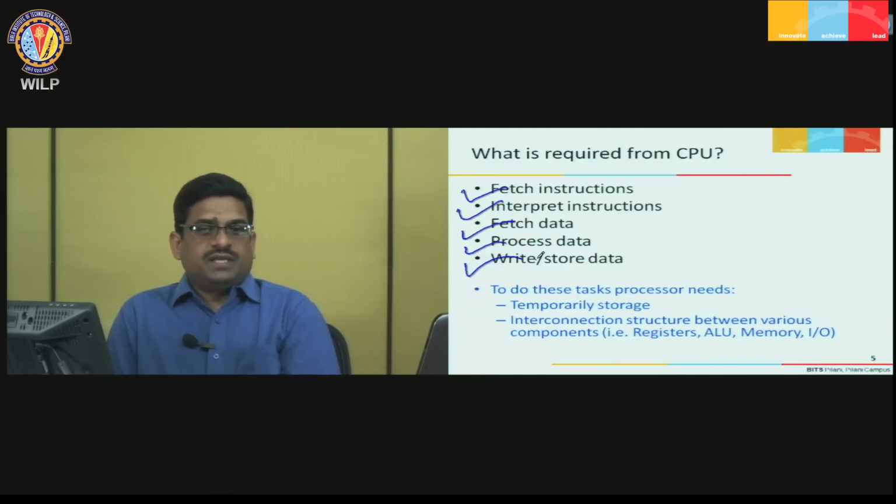So registers are one component, the arithmetic logic unit is another component, and then memory and IO. So we need interconnection between the internal components of the processor as well as outside, because if the processor is not connected to the memory module or input output module, then how will the data be transferred from memory to processor and vice versa?